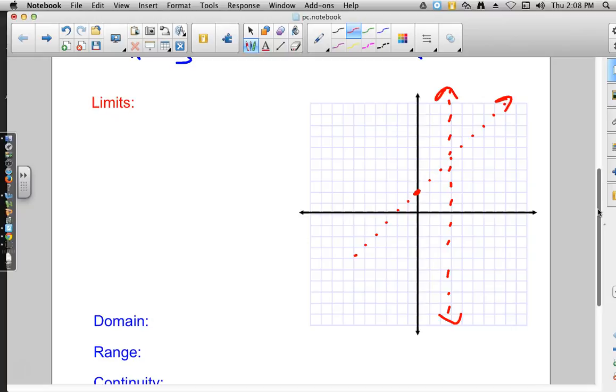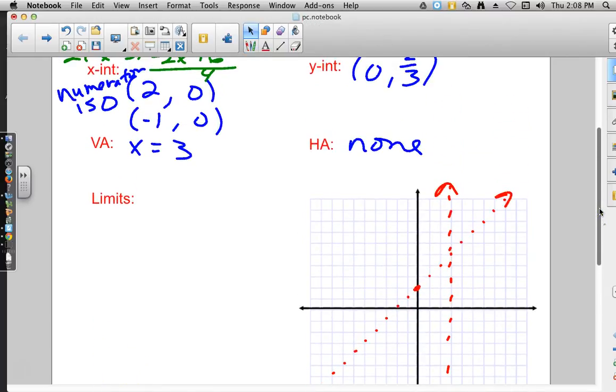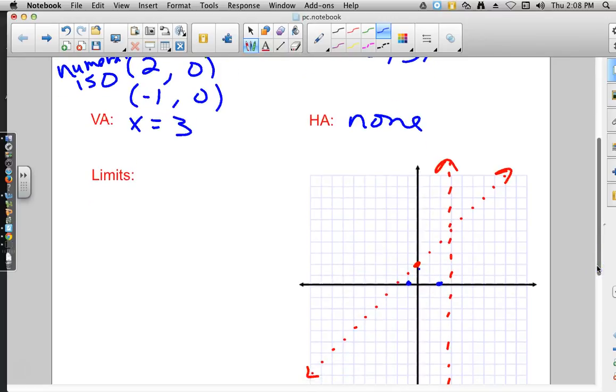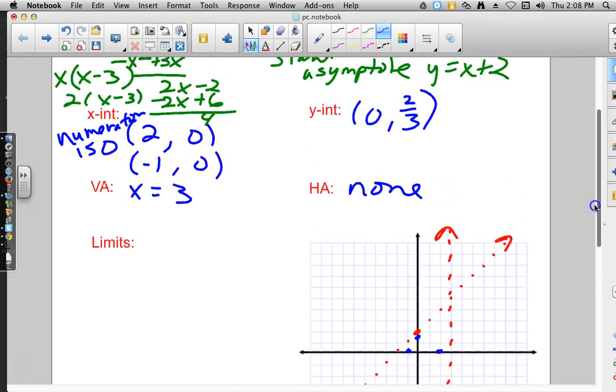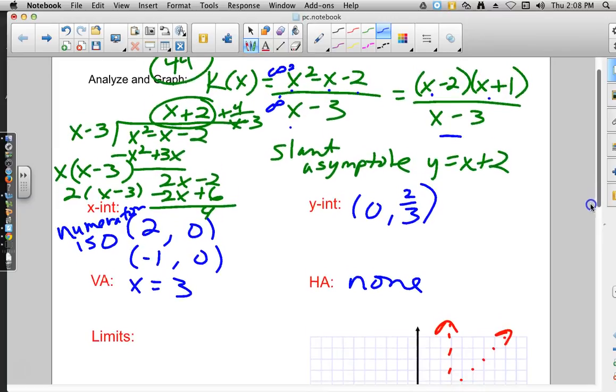Which is, of course, really important and will make getting our branches figured out much quicker. So now, we put on some points. We know that we are going to go through (2, 0) and (-1, 0). And we know that our y-intercept is (0, 2/3). Right there. And so far, that's the information we have: 3 points and our asymptotes.